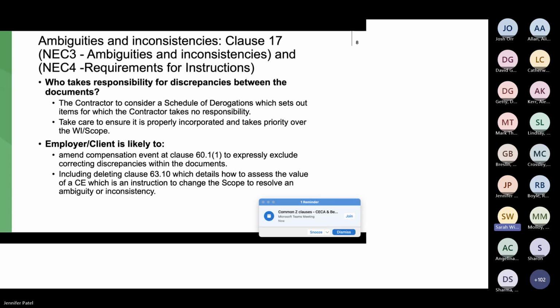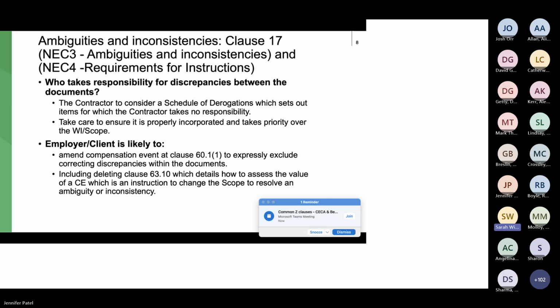So first of all, it requires the works information, the scope, to be really carefully reviewed if the contractor is going to take the risk of ambiguities or inconsistencies. The other occasion that it might occur is not so much between different documents within the contract. For example, there might be an ambiguity between what the NEC says, or what the Z clauses say, and either what the contract data says or what the scope says, etc. So that's the sort of thing we're looking at.